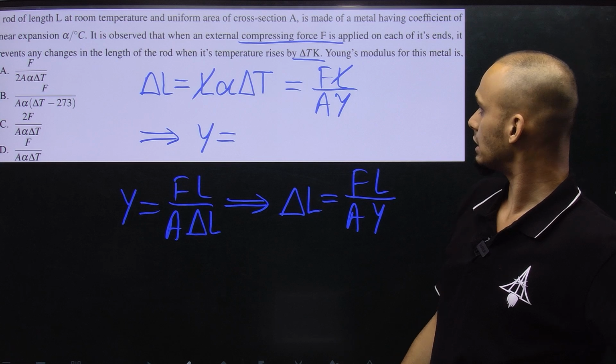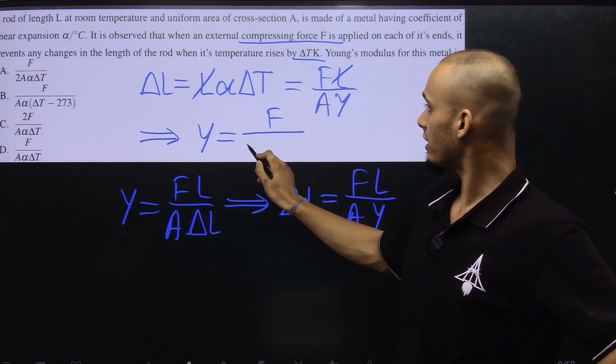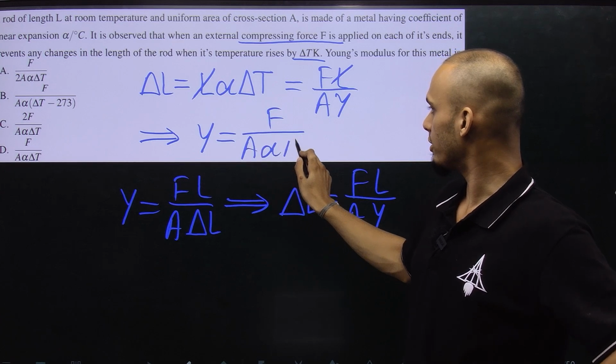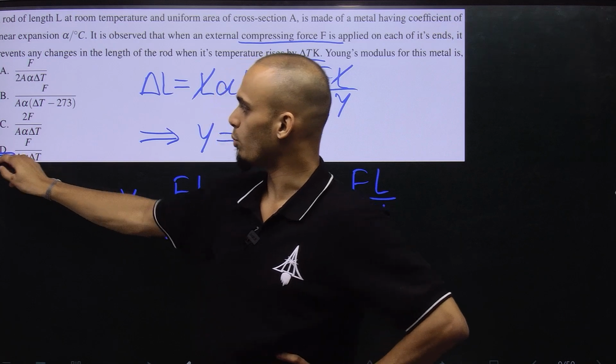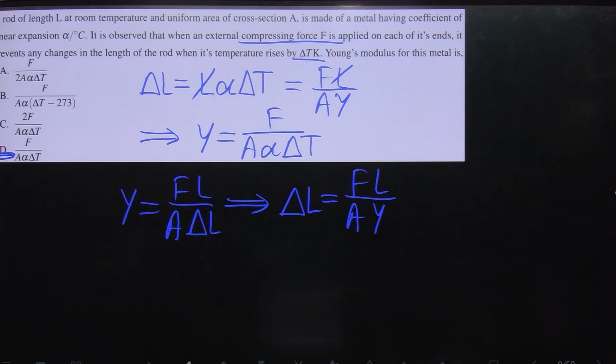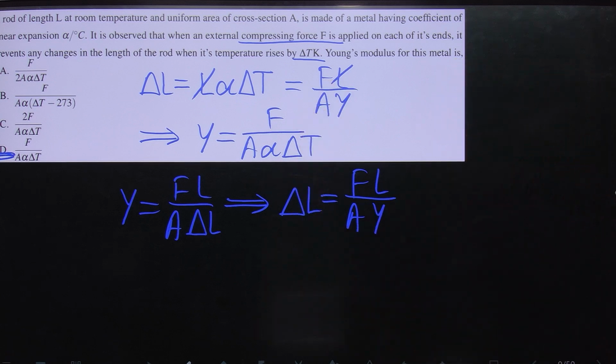and we will get the value of Young's modulus Y as F upon A into alpha into change in temperature. That's it. F upon A alpha into delta T. Option D matches in this case. Again, questions from properties of matter, fluid mechanics are very easy. You have to only remember at max 1 or 2 concepts and you will be able to solve them pretty quickly.